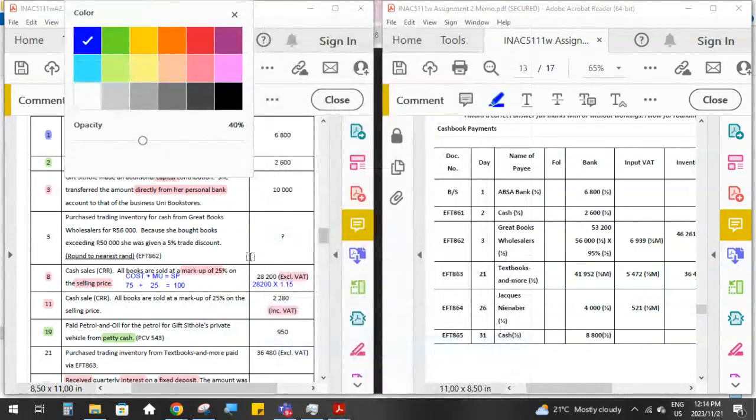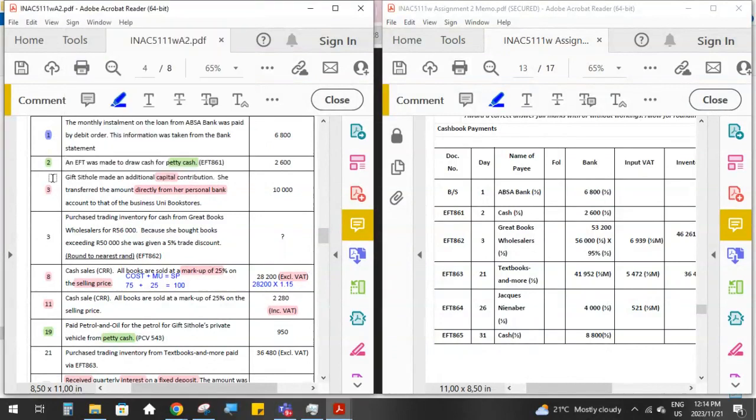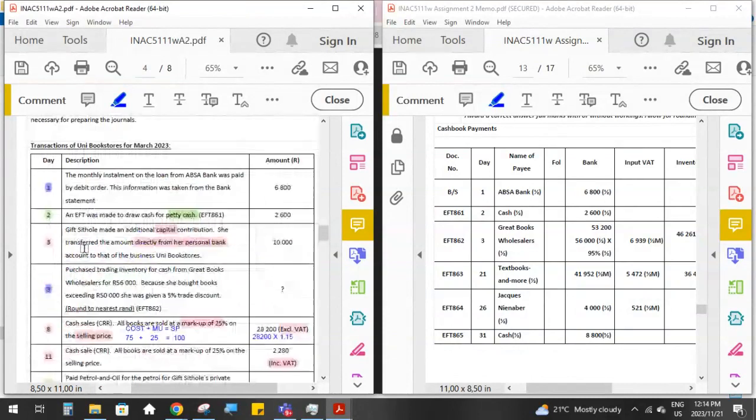That's too dark. Light blue, that's better. Okay. So we'll use, oh, that's not much better, is it? So these ones that are going to be in blue are then going to be in our cash book payments.